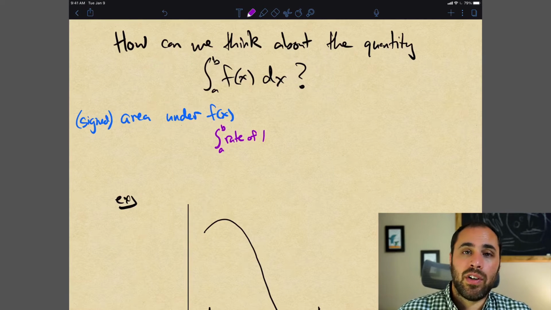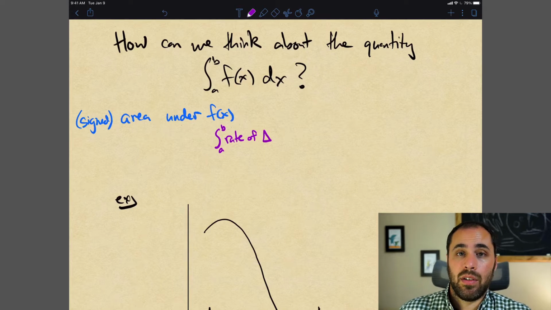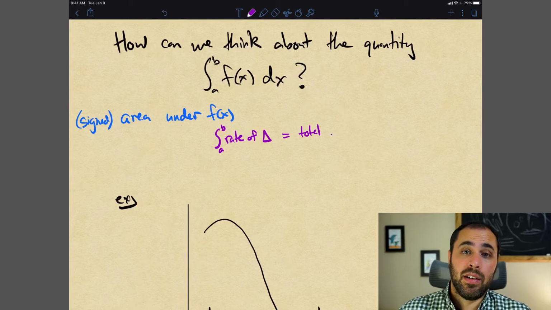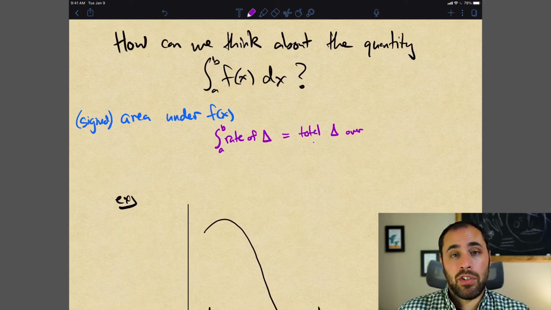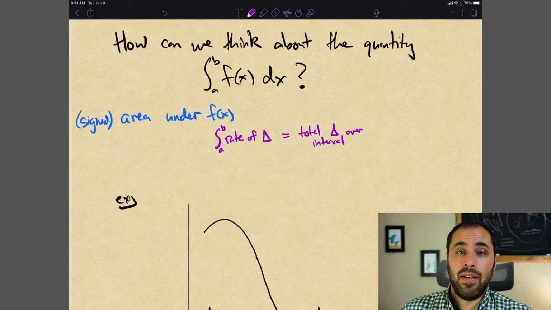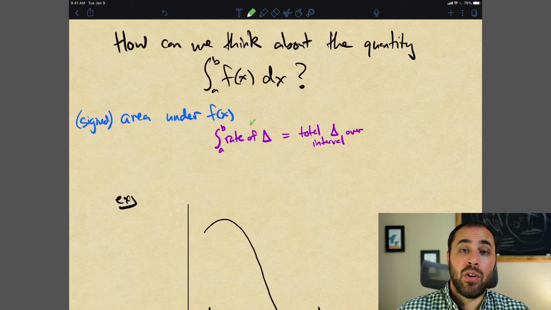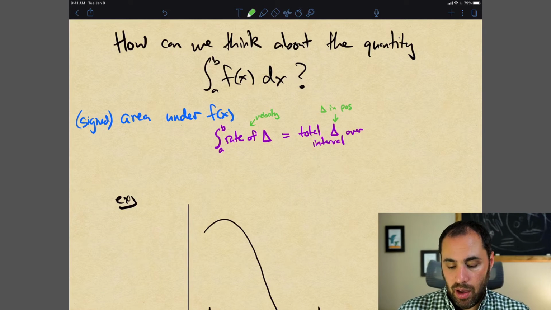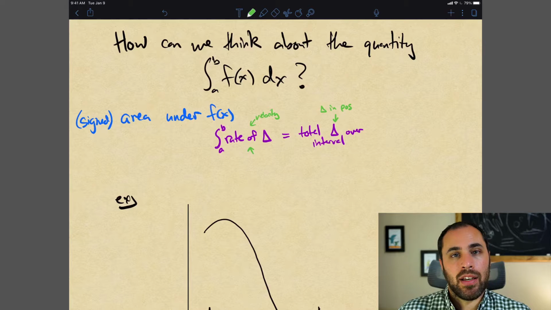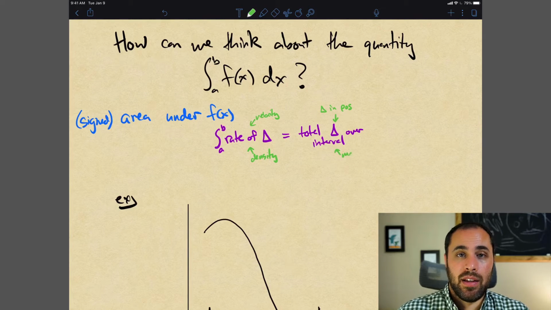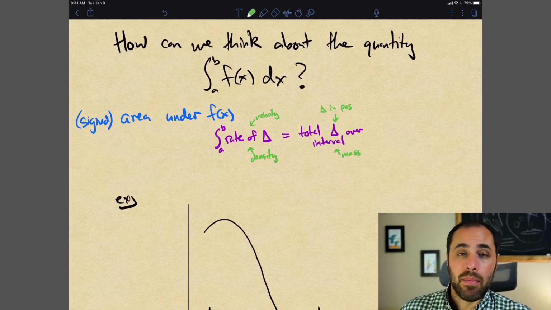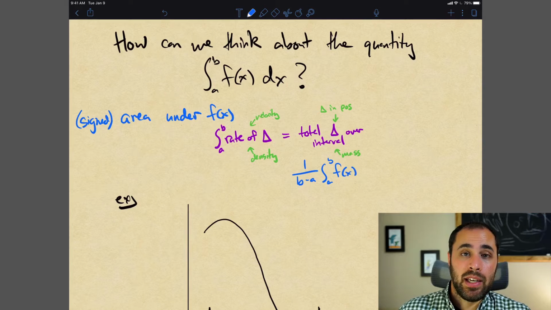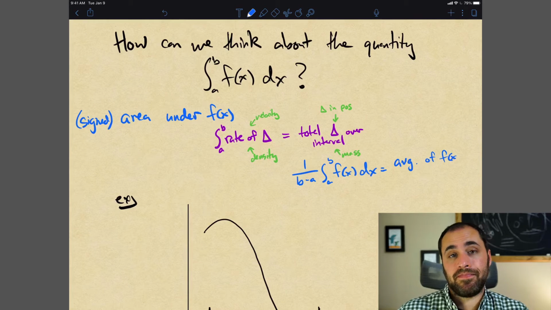The second relates for us a rate of change with a total change. This is the fundamental theorem of calculus. So if this rate of change is, say, a velocity, then the integral gives us the total change. That's the change in position. Or if the rate of change we think of as a density, then the net change would be a mass. And the last one I'll just put on here is relating the integral to the average of a function.